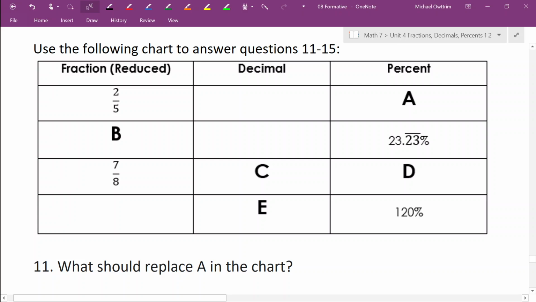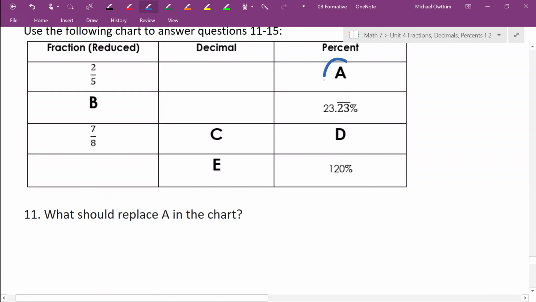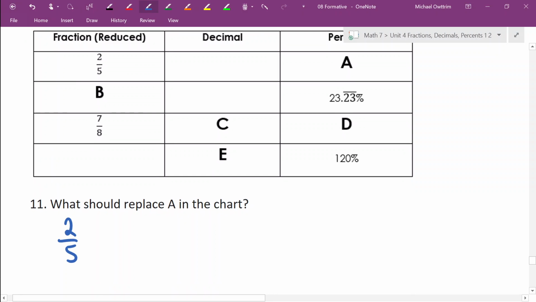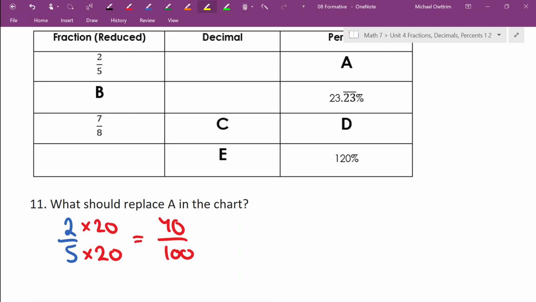Okay, and then in our last questions, we have this chart where we start with either a fraction, a decimal, or a percent, and we're creating the other ones. So question 11 asks us about A. A is in the row with the fraction 2/5, and A is a percent. So to have a percent, I need to make 100 on the bottom. To make 5 into 100, I need to multiply it by 20. Of course, I do the same thing to the top. This gives me 40 out of 100. And once I have an out of 100, I know I can replace that out of 100 with the percent sign. So 40 out of 100 is the same as 40%. Out of 100 and percent meaning the same thing. That means that A is 40%.